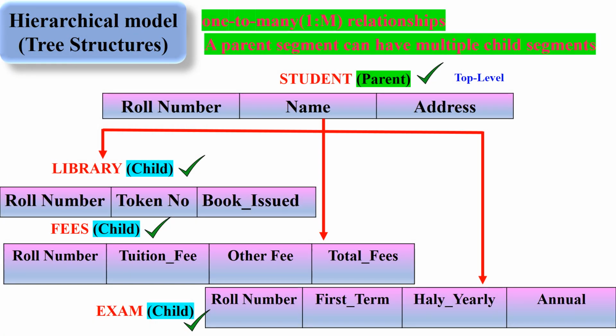We can see the hierarchical model, tree structures, here. We can see that the student database contains various files like library file, fees file, and exam file, related to a student. In this kind of arrangement, a file higher in the hierarchy is known as parent of the files contained inside it. We can see the parent file on the top level. Here, student is a parent of the library, fees, and exam files respectively. Thus, this model represents a one-to-many relationship between a parent and its children in the form of a hierarchical, upside-down tree.